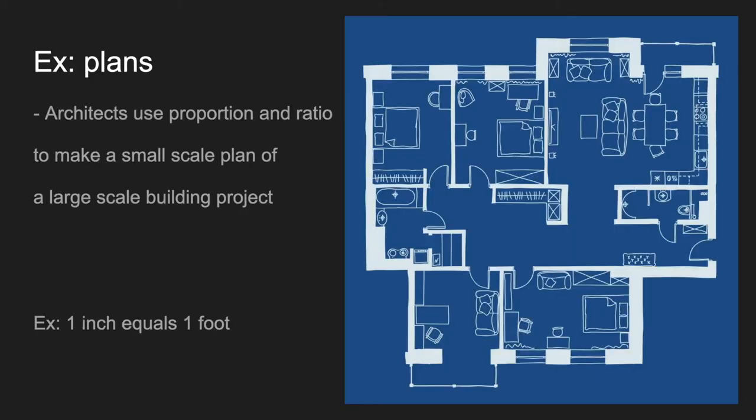Now here's a more concrete example of how a designer or an artist could use scale in their work in a very practical way. Architects use proportion and ratio to make a small-scale plan of a large-scale building project. So for example, in a blueprint, perhaps 1 inch equals 1 foot. Now this map isn't going to be the literal size of the apartment, of course, but it does help you get an understanding of how proportionate, for example, the bedroom is to the living room or the bathroom. And it's in a package that you're able to hold in your hands.